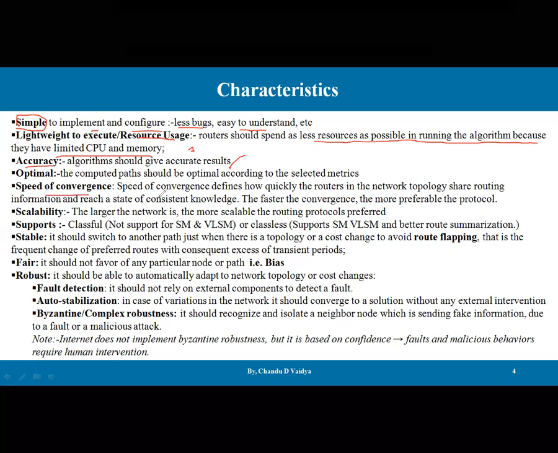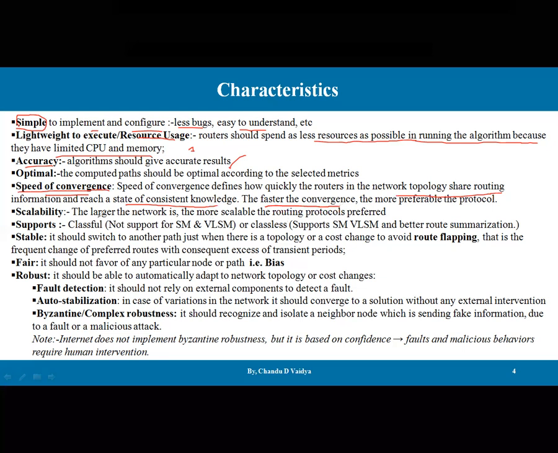Speed of convergence, guys. The speed of convergence defines how quickly the routers in the network topology share information and reach a state of consistent knowledge. The faster the convergence, the more preferable the protocol. A protocol with very fast convergence will be preferred on the network because of how quickly it can share information with the neighbors. That is required because they have to take a decision, and for a decision they require knowledge, within a particular time. So it has to be very fast.